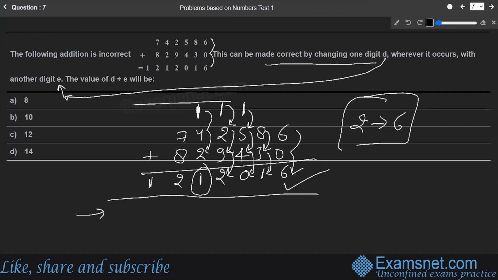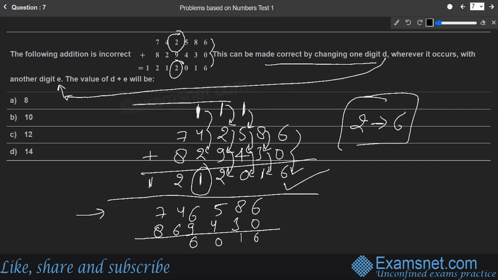Now the new set of numbers will be 746. In place of this 2, we'll write 6: 746, 586, then 8. Then in place of this 2, we'll write 6: 869, 430, and the sum should come as 6, 1, 0. In place of this 2 there will be a 6 here. All the 2's have been replaced by 6. So it's 6, then 1, then again 6, and then 1.